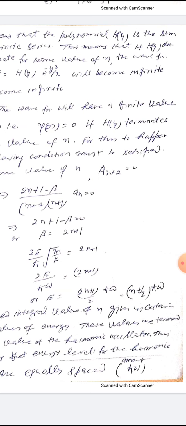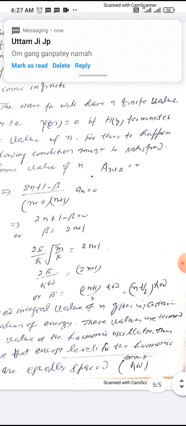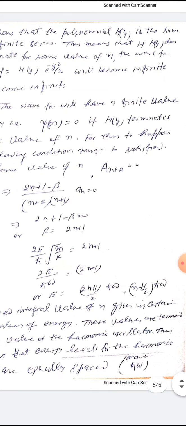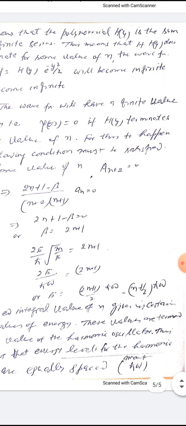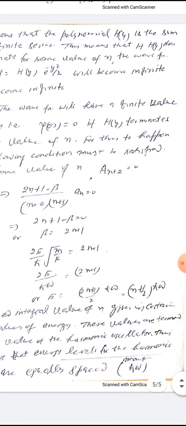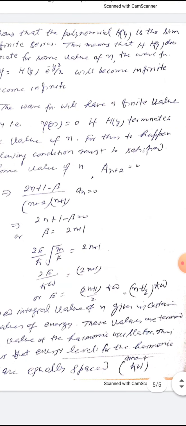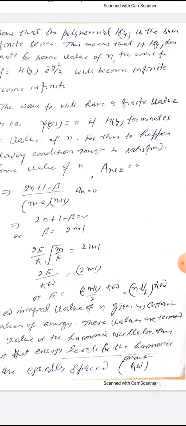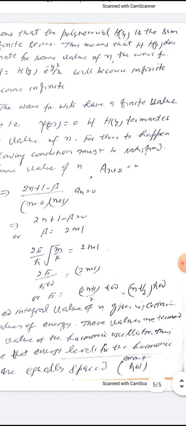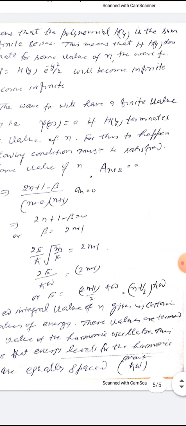You have already remembered that the beta parameter is related with energy. So by substituting the value of beta, 2E/(ħω) equals 2n+1, or E equals (2n+1)/2 ħω, and the expression for energy we obtain is E equals (n+1/2) ħω.